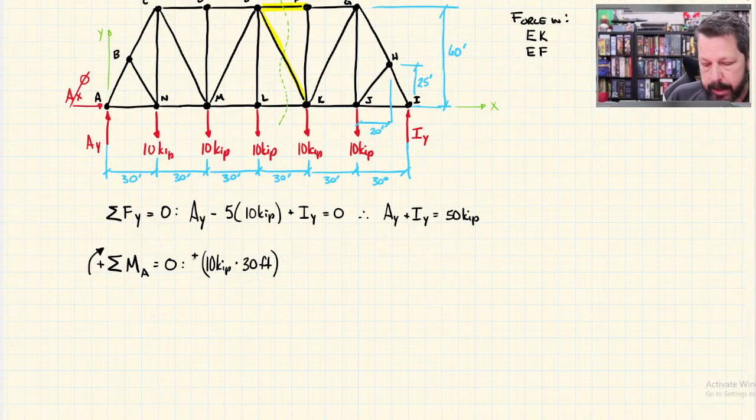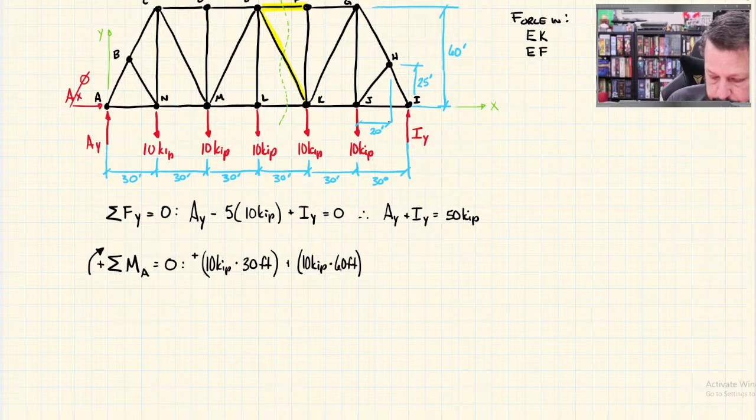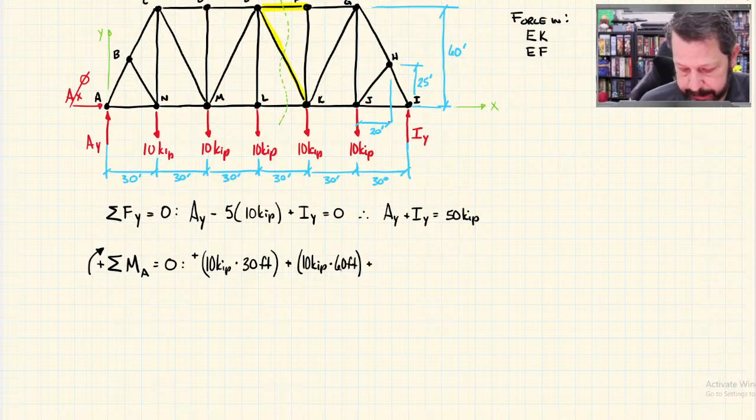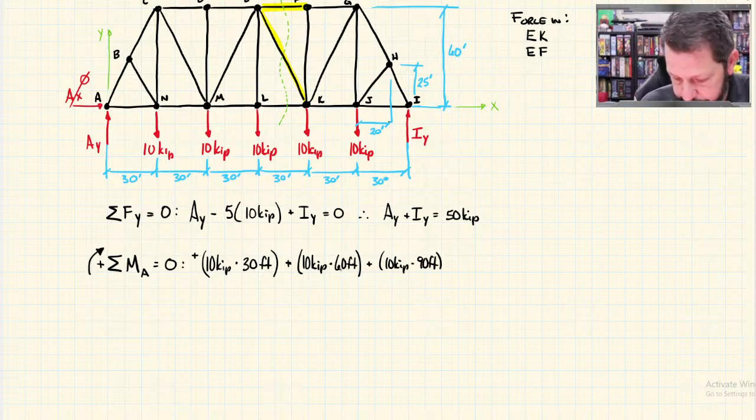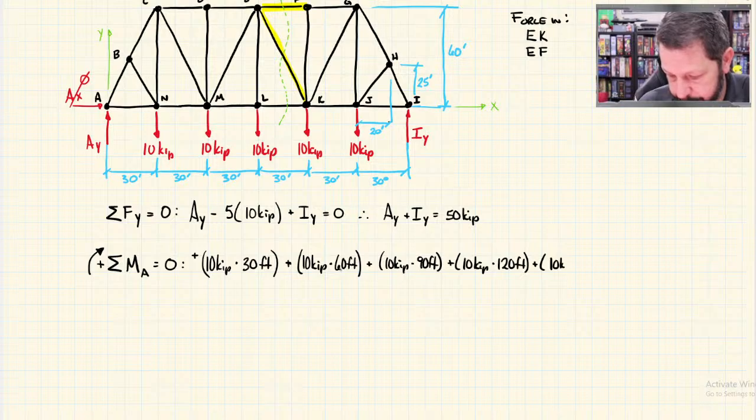It doesn't matter. But then I do the next one. 10 kips times, so I'm looking at this one now. That one is 60 feet from point A. It would also go clockwise, so that's a positive number. And they're all going to be positive, all the 10 kips are. So 10 kips times 90 feet plus 10 kips times 120 feet plus 10 kips times 150 feet.